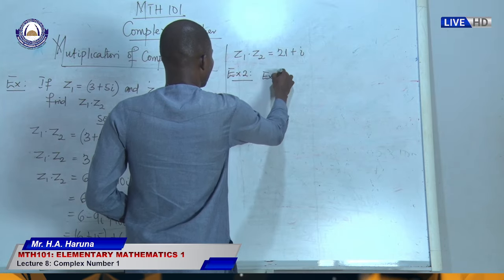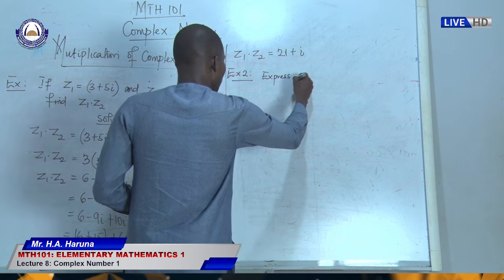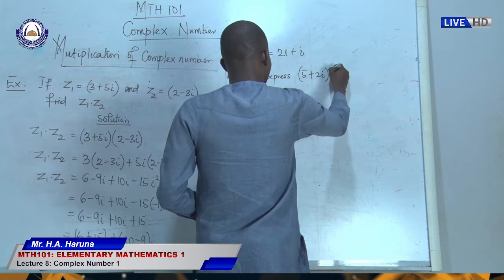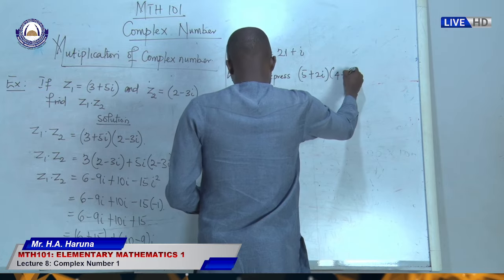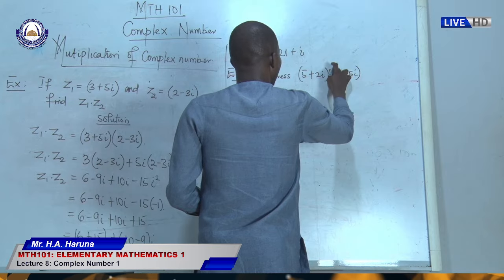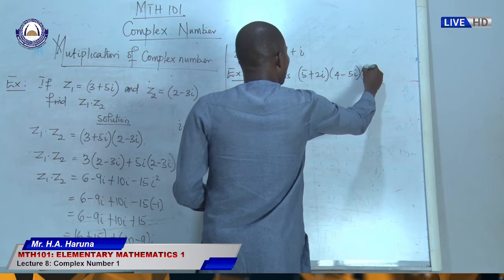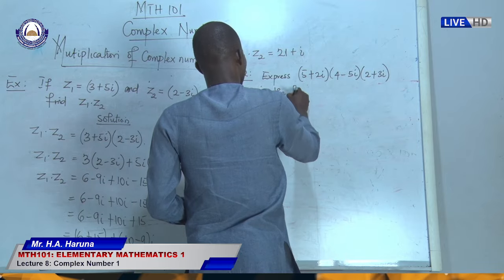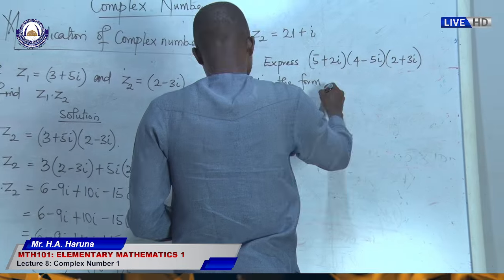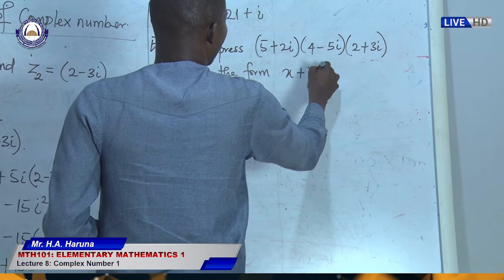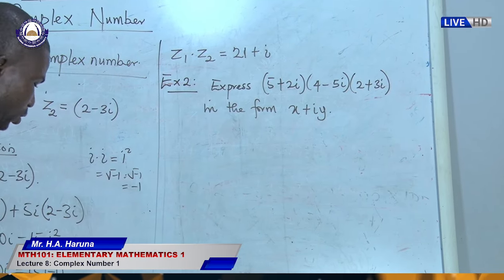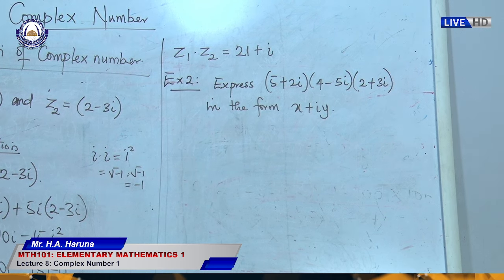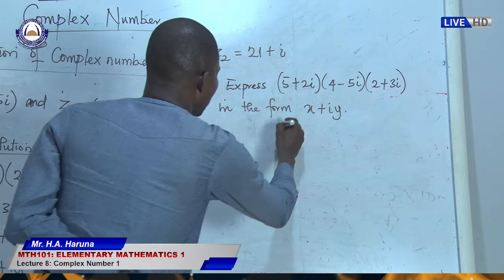Express 1 plus 2i, 4 minus 5i and also 2 plus 3i in the form x plus iy. We did this for addition the other time, so we are going to do it for multiplication because it's very important to do this. Now, let's look at the solution.